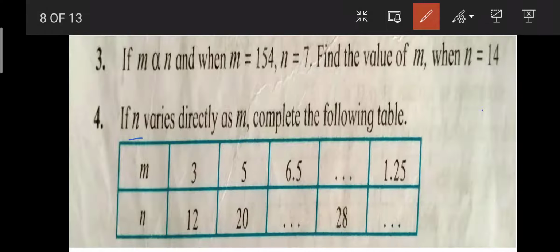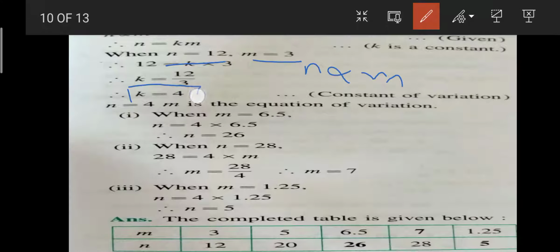Now students will see our question number 4. If n varies directly as m, then complete the following table. So here m is 3 and n is 12. So we will find what our k is. Okay students, we know that n is directly proportional to m. That is why n is equal to km. So when n is 12 and m is 3, by using our formula we will get k is equal to 12 upon 3. So here we get the constant k is 4.